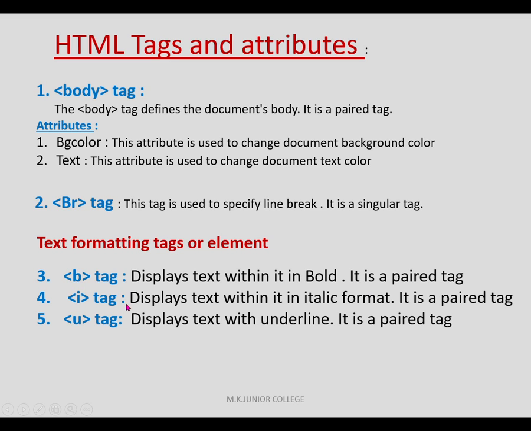Then comes the I tag. I stands for italic. To format your text in italic, you have to use the I tag. Start with the I tag and at the last close with the I tag, because it's a pair tag. Next is the U tag, which stands for underline tag. Somewhere you want to display some underlined text, then at the beginning you start a U tag and at the end of that text you close that U tag. So again it's a pair tag. So let us take some examples. All these tags must be clear to you.